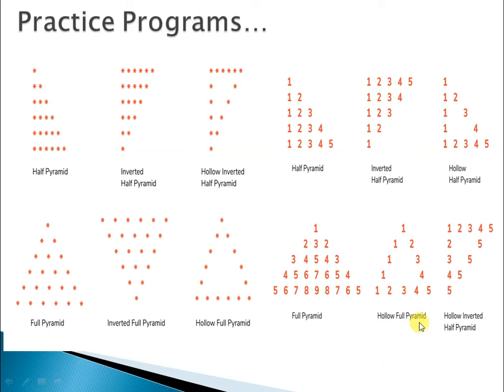One loop will take care of the vertical, and the inner loop will print these patterns. So you have to divide your pattern into horizontal and vertical components, and you can print these patterns using nested loops. So this was all about the theoretical portion of this chapter.